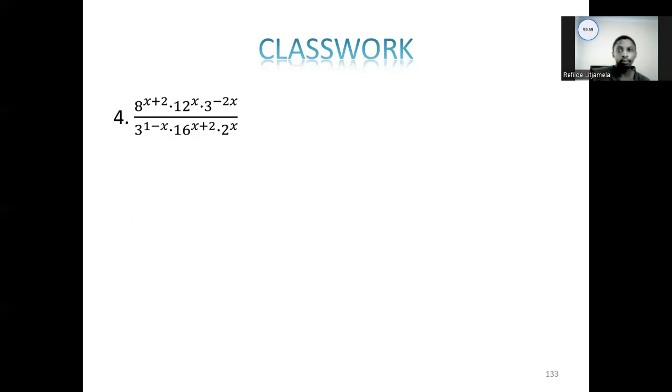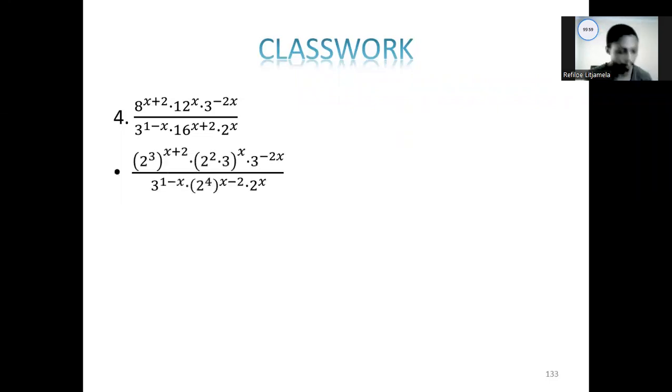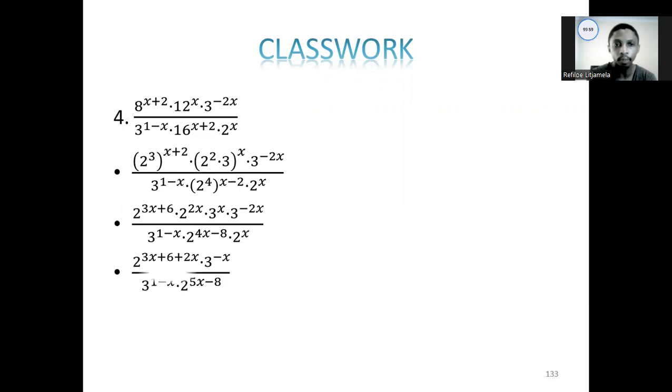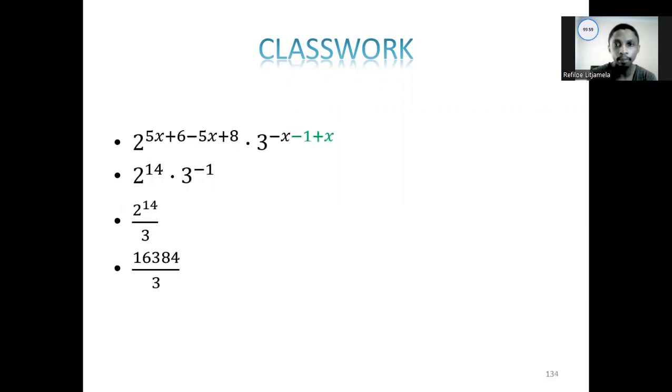Your time is up. Prime factorize 8, prime factorize 12, prime factorize 16. This is what you will get. Then multiply your exponents, and this is what you will get. Highlight same bases and add the exponents of those bases that you multiply. Then take the numerator exponent of each base minus the denominator exponent of each base. And that's what you will get.